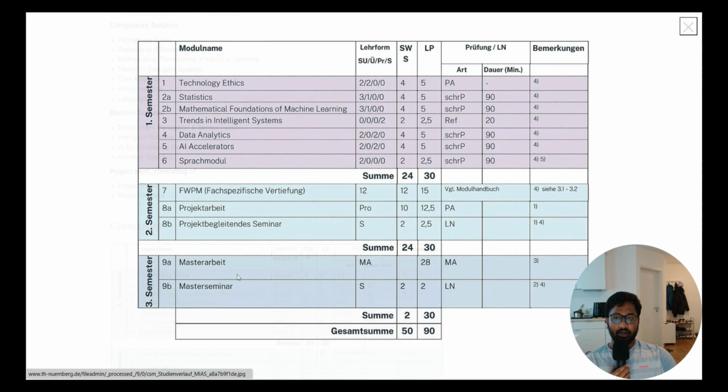3 semester degree. So here you can just see the module names. In first semester, whenever you start this course, intelligent and autonomous system, at first semester you will do technology, ethics, statistic, mathematical foundation and machine learning, trends in intelligent systems, data analytics, AI accelerators, and Sprach module. So Sprach module will be generally your German language course. So this is the first semester mandatory course, or the core modules or electives, whichever they have combined, which you will be doing. And in the second semester you will do FWPM.